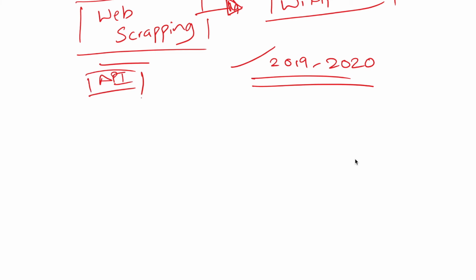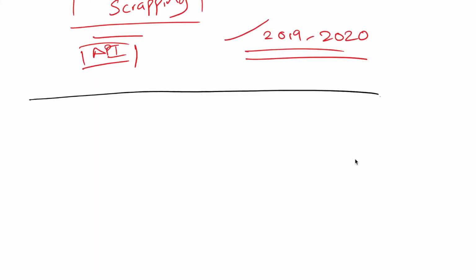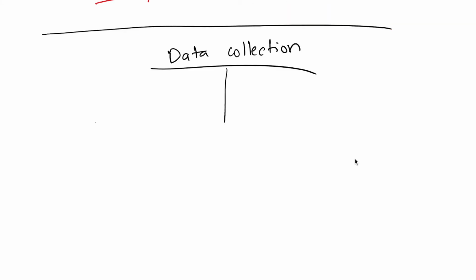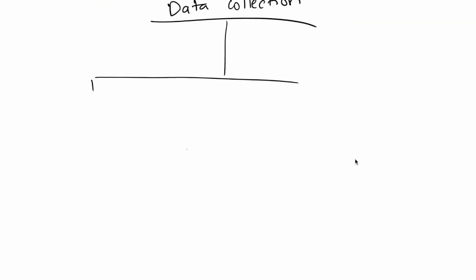So what we have learned today is that, in a very broad aspect, there are basically two ways. Let me change the color. For data collection, there are basically two ways that I look at it. First is internal, and the second one is external.